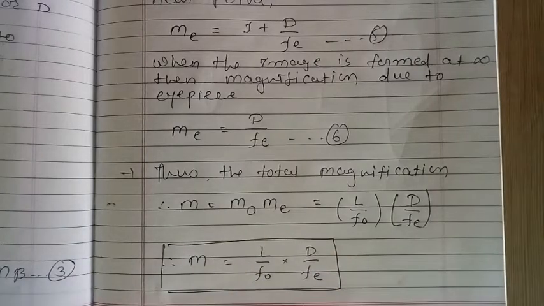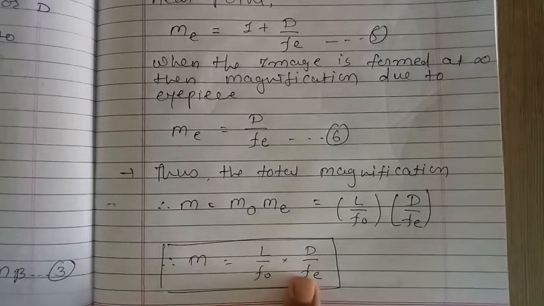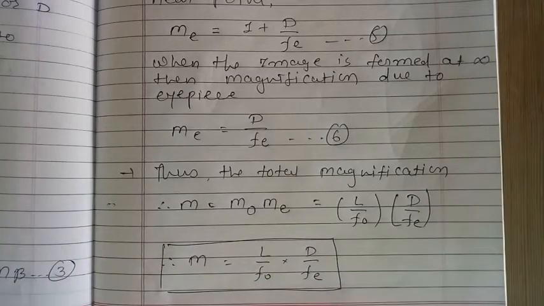And if the image is formed at the near point, then we can say L by FO into 1 plus D by FE. Right. So friends, you have to remember these formulas of the magnification for the simple microscope and the compound microscope. Okay, thank you.